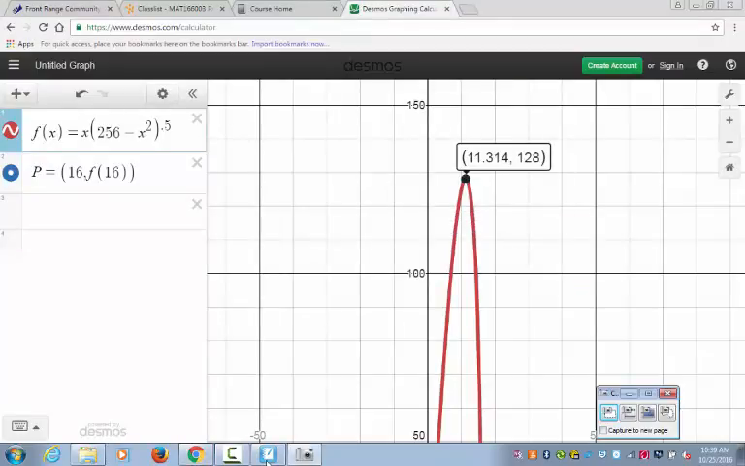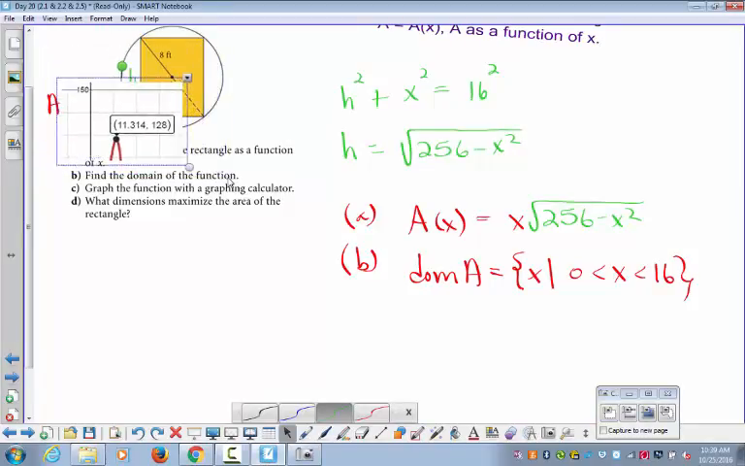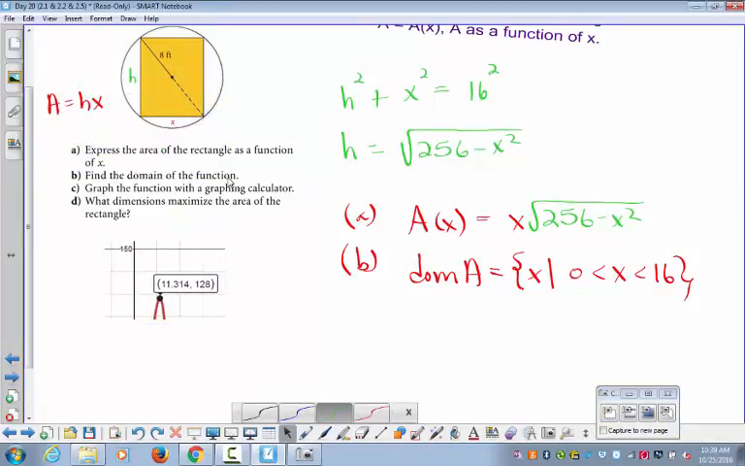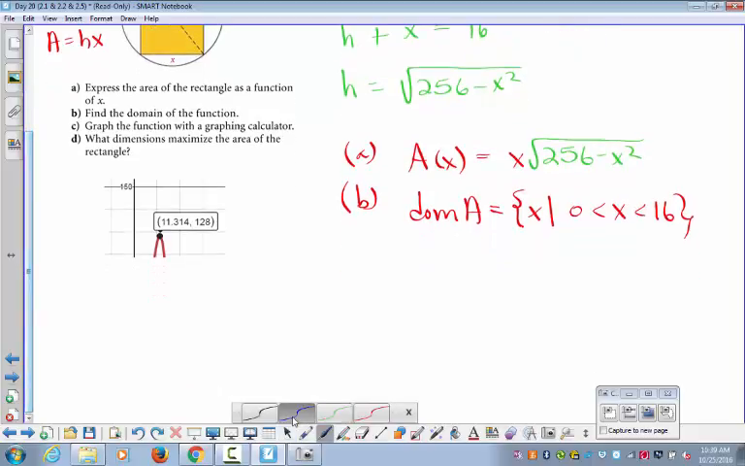All right, and then the last part of the question is asking us for the dimensions. What dimensions maximize the area of the rectangle? Well, we just said the x value has to be 11.314. Then if x is 11.314, we would plug that in here to figure out the height, to get the dimensions of that rectangle. So we're approximating.